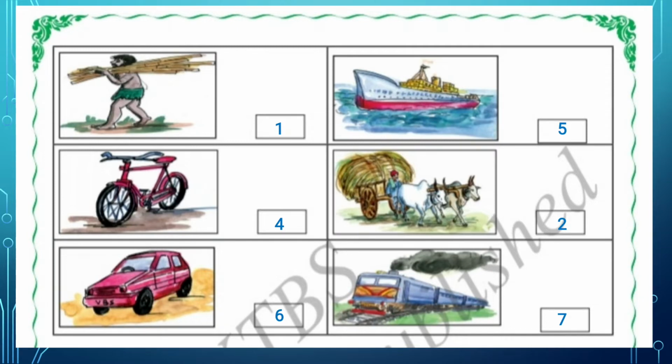The first number is for the walking man. That is, earlier in the olden days there were no vehicles and no animals were used. During that period man used to move from one place to another by walking only. Next, as time moved on, later the animals were used, like bullock carts, for moving from one place to another.